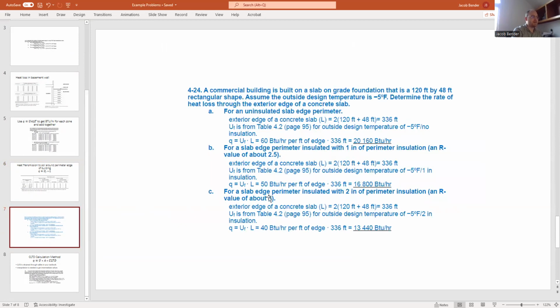Well, there are 3 parts, and you run it the same for each: one uninsulated, one at 2.5, and one at 5. So your lowercase q is going to be that U value in that row and column times your length, which is going to be the total perimeter of the building. 120 feet by 48 feet means you have 2 sides at 120 and 2 sides at 48. So you add that up and your total perimeter is 336 feet.